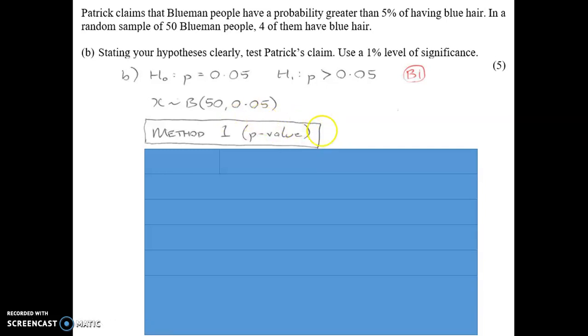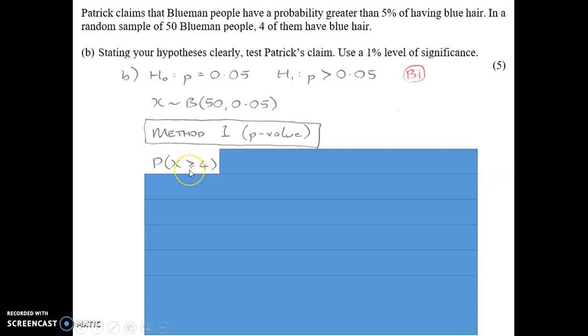So for this method, we have to find the probability of getting the test result, which was 4 people with blue hair, or more extreme. So what do I mean by that? Well, 5% of 50 is 2.5. We would expect, if this was true, 2.5 people to have blue hair, but we got 4 people, so that's more than we would expect. So we would look for the probability of getting 4 or even more extreme, so more than 4. So X is greater than or equal to 4. So that's the probability we need to find.